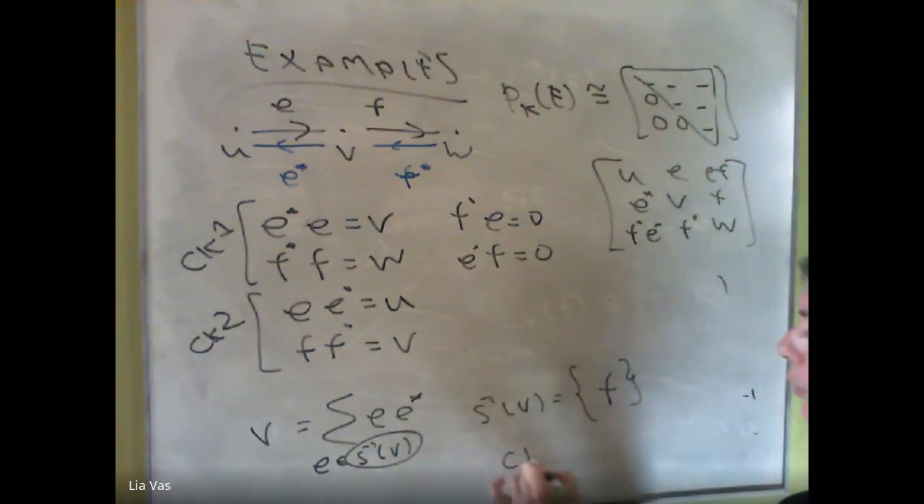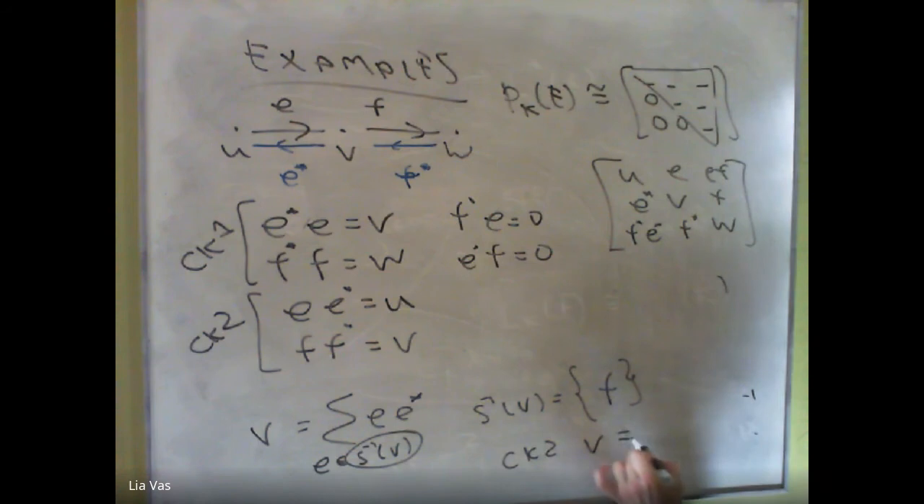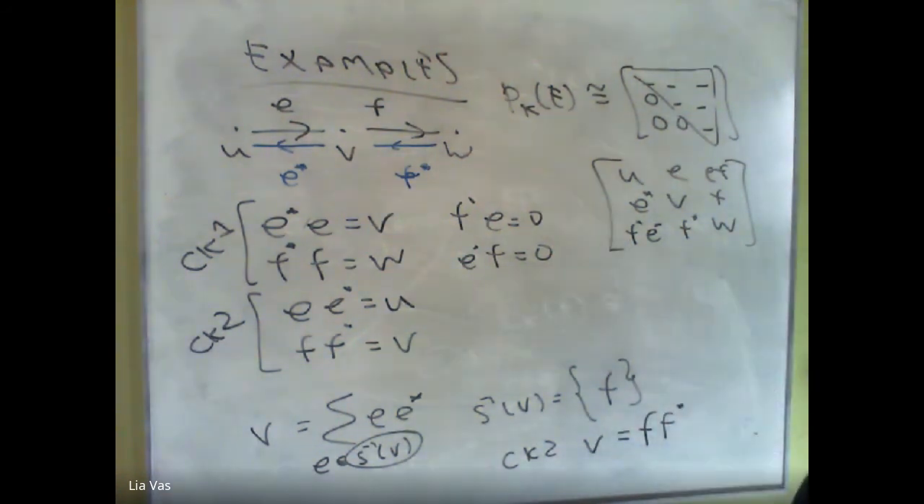So CK2 for V is saying that it is F star. There is nothing else that V emits.